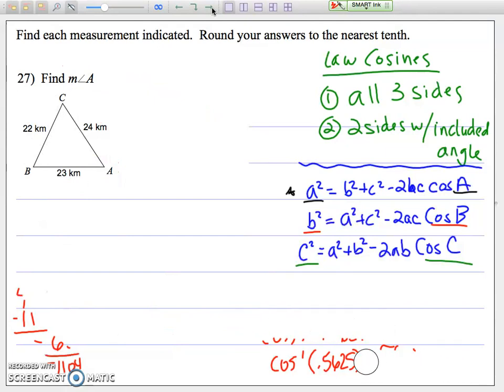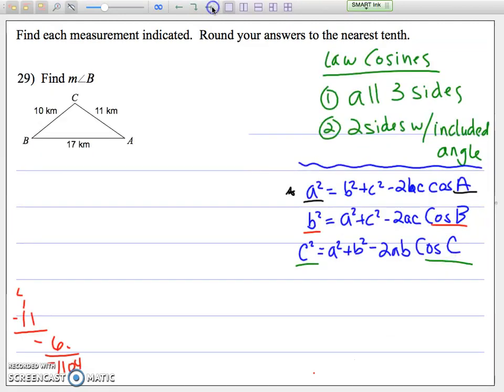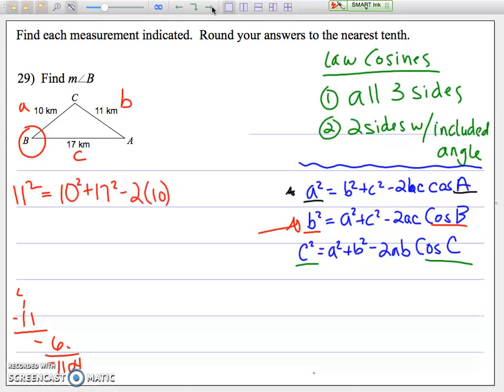All right, let's try 29. All right, again, you have 3 sides. We want the measure of angle B, so we're going to use this one here. So this is B, this is A, this is C. So 11 squared equals 10 squared plus 17 squared minus 2 times 10 times 17 times the cosine of B.